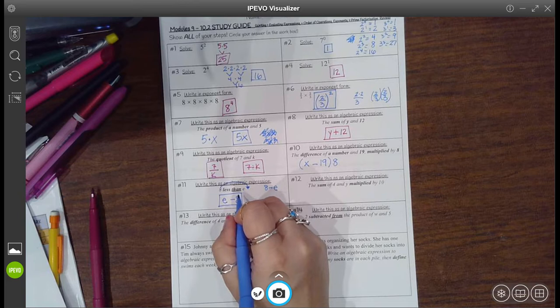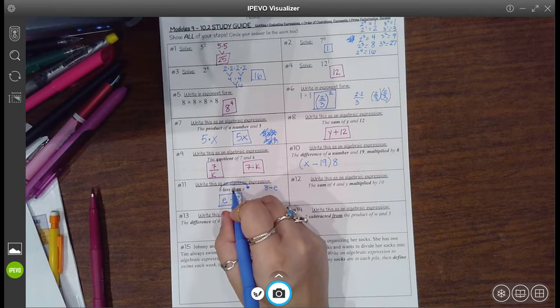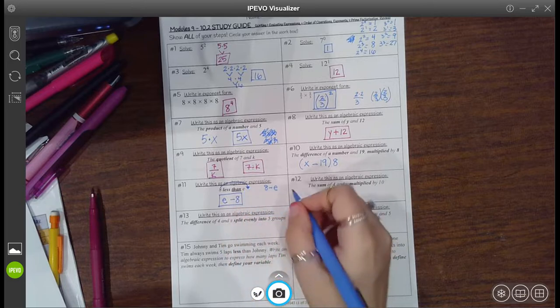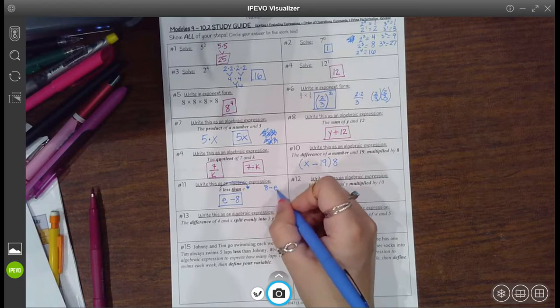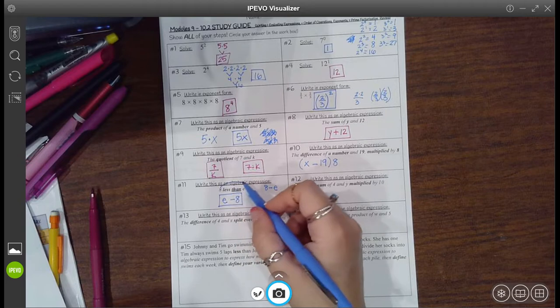Whenever you see a than or a from, that moves that letter to the back. Okay, so if it's like less than, fewer than, subtracted from, then it moves that letter to the back. It would look like this if it said 8 minus E, or the difference of 8 and E. Then the order doesn't change and it's just like this, okay? But if you see the word than or from, it moves it to the back.